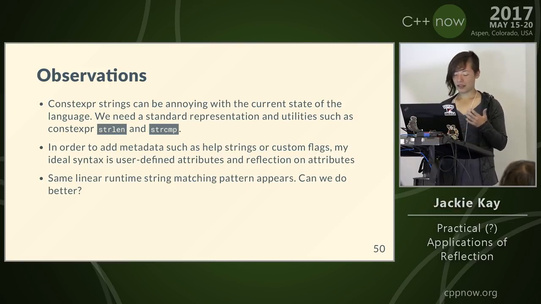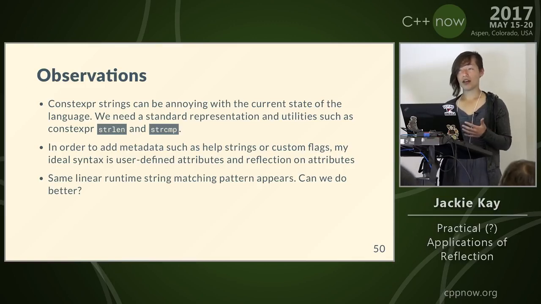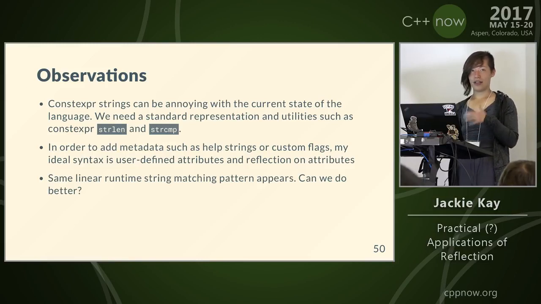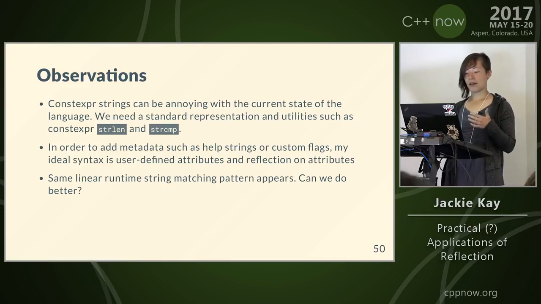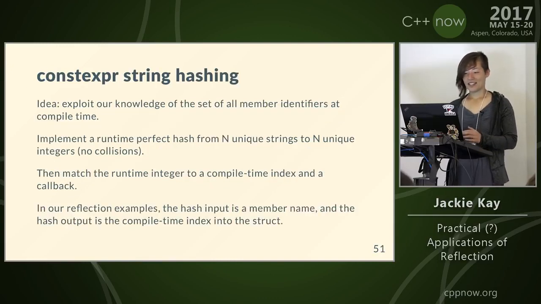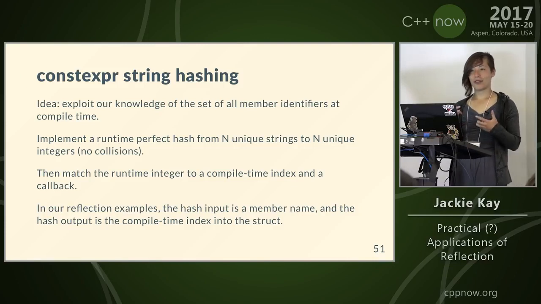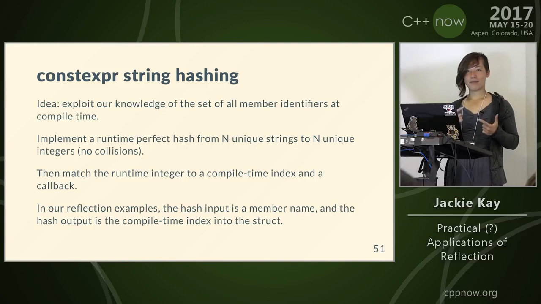I also want to point out that even though Alistair mentioned that we're going to have a really small number of members in the kinds of types we deal with in reflection, I'm concerned about this linear runtime string matching. I saw it and I thought, I don't like to pay runtime cost. So maybe as a thought experiment, we can see how to make this better. I decided to write a string hash so that we could compare the runtime strings in our examples, in deserialization and in program options, in constant time.